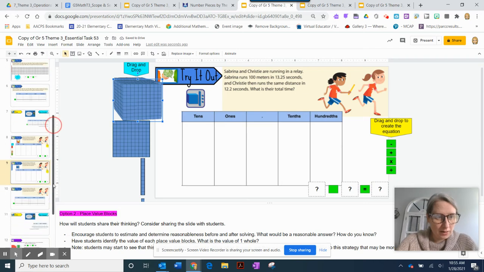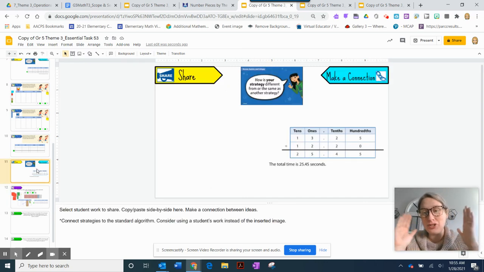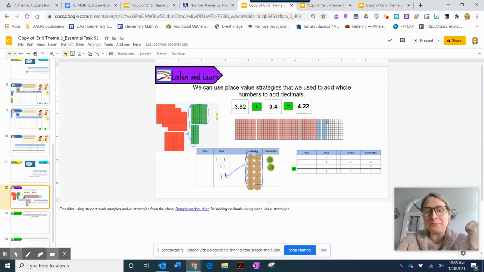So here we are, same strategies. We're going to once again make that connection at the end, whether students chose to use this or not. We're making that connection to the standard algorithm. If the standard algorithm is really inappropriate for a class at this time, not a big deal, just delete it and insert images that work and make sense. But here you'll see kind of that completion of some of those strategies.